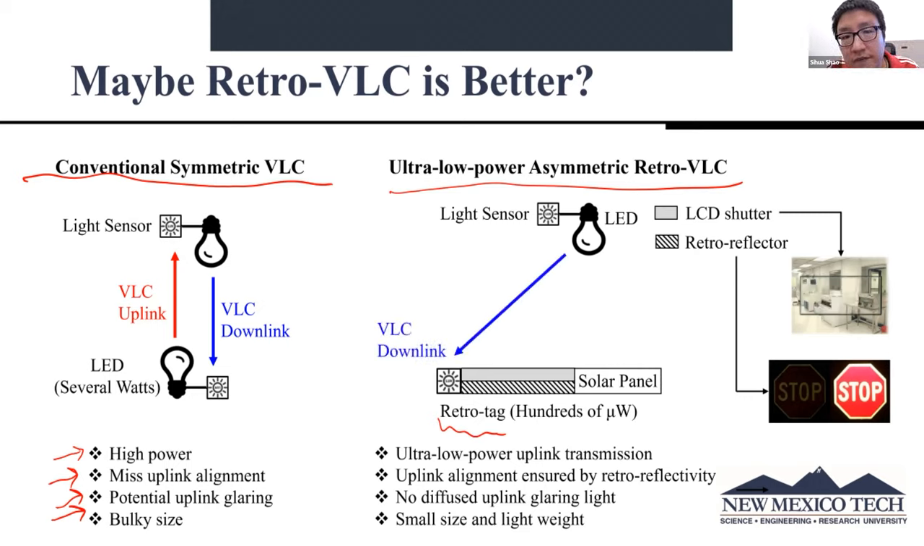And then this retro tag will receive the downlink signal from the light bulb to a light sensor. And the important part, the new concept, is the uplink. The uplink will be reflected by a retro reflector, similar to the material of the stop signs you see at the crossway. And then this retro-reflective material reflects the light and passes it through something called an LCD shutter. The LCD shutter is just like a single pixel on your mobile phone screen, your desktop screen, or your laptop screen. Your screen has so many such pixels, and we can make this pixel larger to turn on and off, selectively blocking and transmitting the optical signal through it.